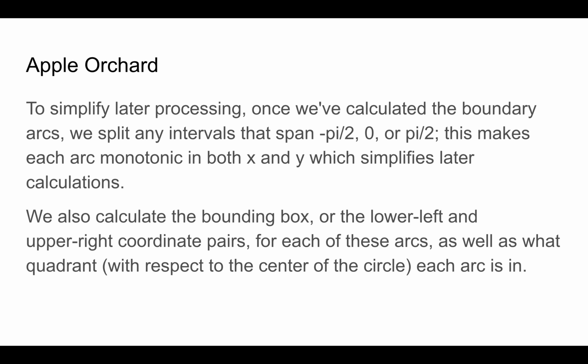To simplify later processing, once we've got each arc, we split any intervals of that arc that span pi over 2 or 0, because this means that each arc is monotonic in both x and y, and that just makes our calculations later easier. We also calculate the bounding box, lower left and upper right coordinate pairs, and we also calculate the quadrant that each arc is in. And this tells us what direction each arc is going, which helps us, again, later do our arithmetic.